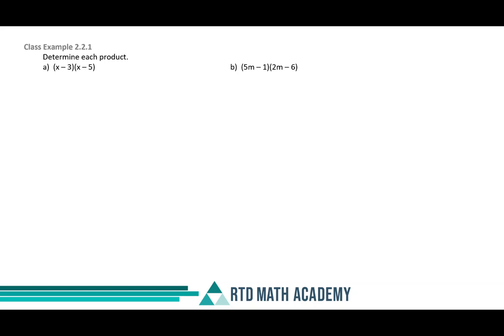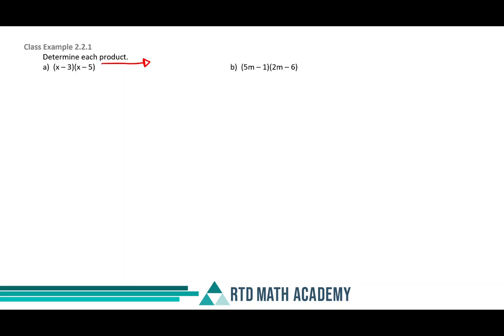Class example 2.2.1, determine each product. Now the word product is also going to mean expand. You could see that as also multiplication. So product itself means that we're going to be multiplying this binomial, which is x minus 3, by the other binomial, which is x minus 5.